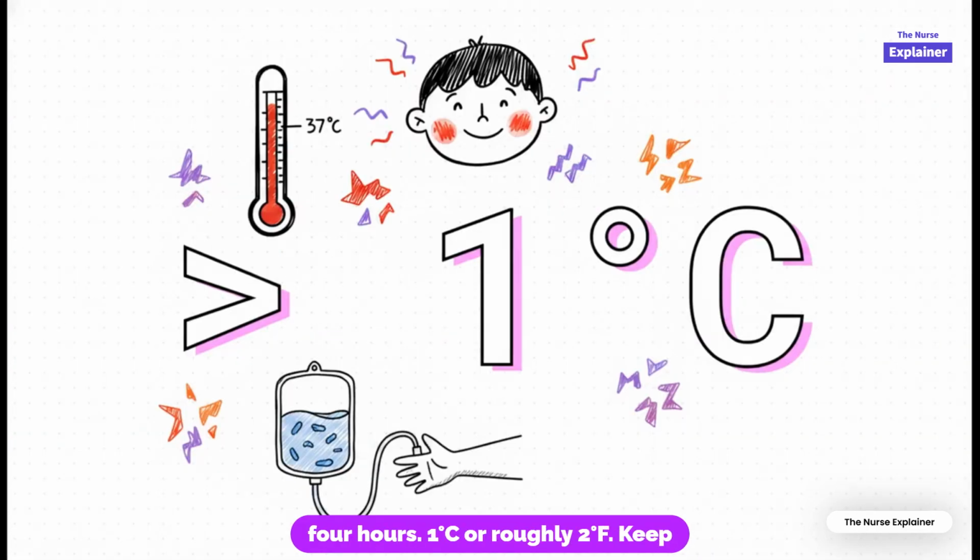1 degree Celsius, or roughly 2 degrees Fahrenheit. Keep that number locked in your head. A temperature spike of more than that during or shortly after the infusion is a massive red flag. It is the hallmark sign of a febrile non-hemolytic reaction. This is actually the most common transfusion reaction we see in pediatrics, and it's caused by the patient's sensitivity to the donor's white blood cell cytokines.